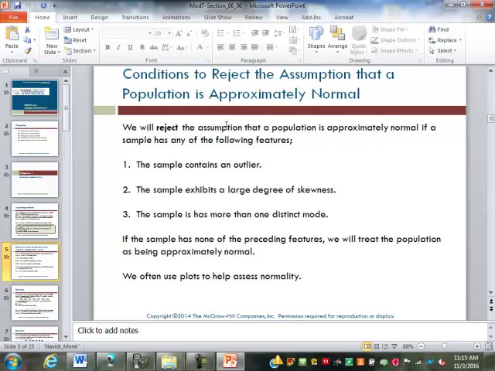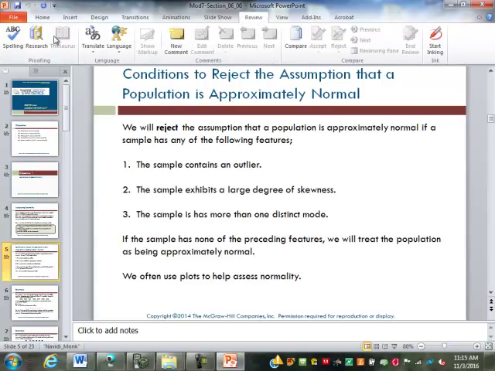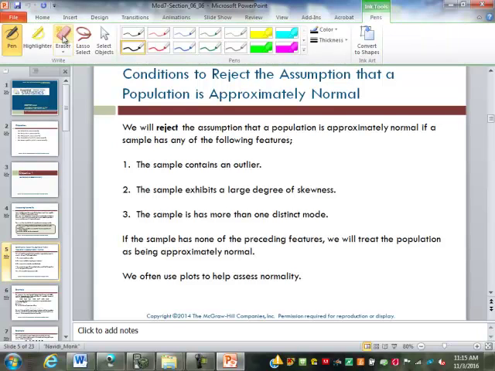So we will reject the assumption that a population is approximately normal if it has any of the following. So this is important here. If it contains an outlier, so one number that's way away from the rest. Now again, how far away does it have to be to be an outlier? It's visual and it's left up to your judgment a little bit.